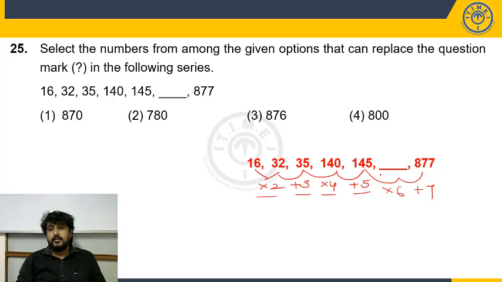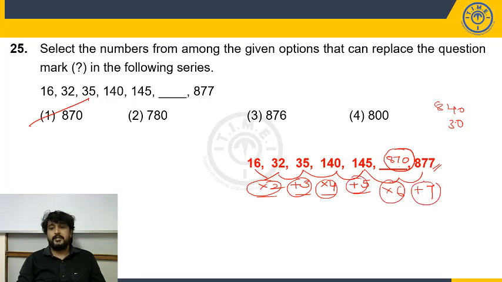145 into 6 is 870. 5 into 6 is 30, so 870. So 870 plus 7, 877. Perfectly matching. So what is the missing number? 870. Choice 1. And what is the logic? Into 2, plus 3, into 4, plus 5, into 6, plus 7. Alternately multiplication, alternately addition.